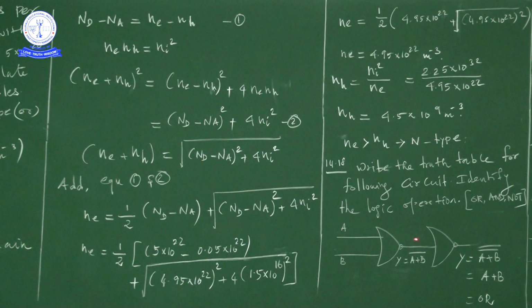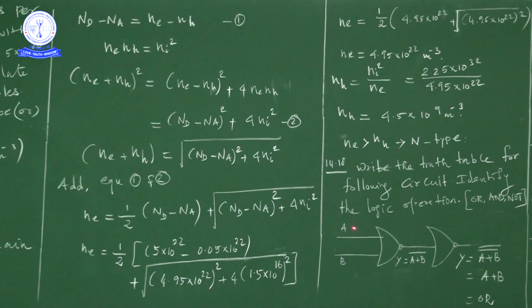Also the output of the NOR gate, the 2 inputs are given to the NOR gate. The output taken from the NOR gate is given to another NOR gate. There are 2 NOR gates connected alternately. So NOR gate. A and B are the inputs, Y is the output, you already know.